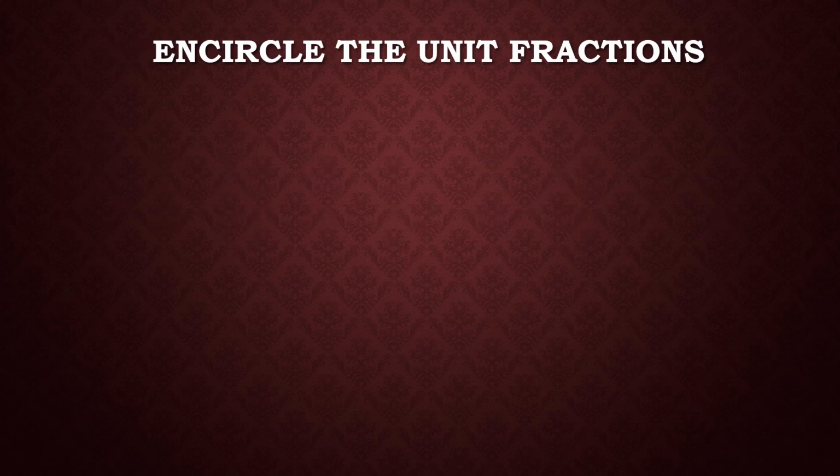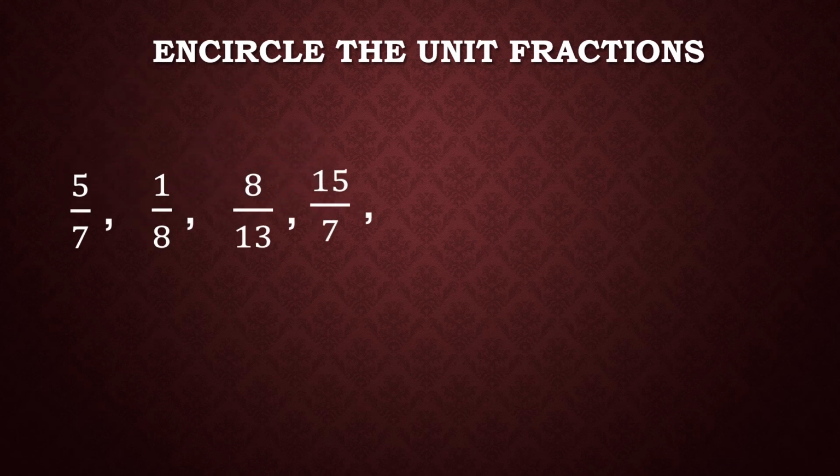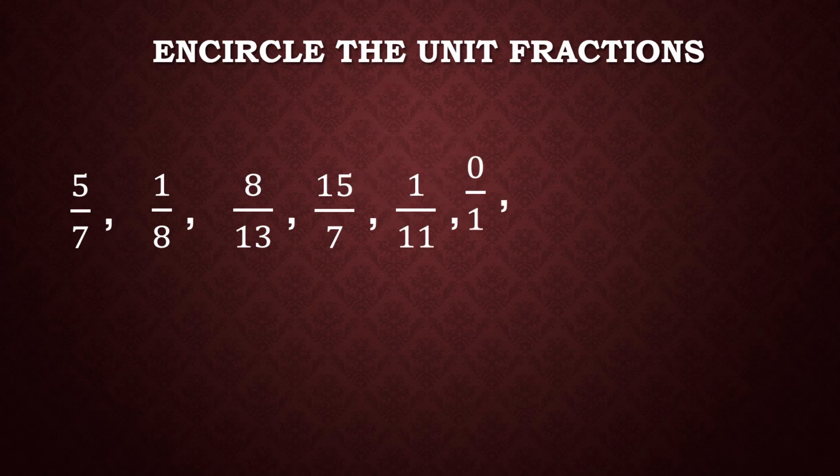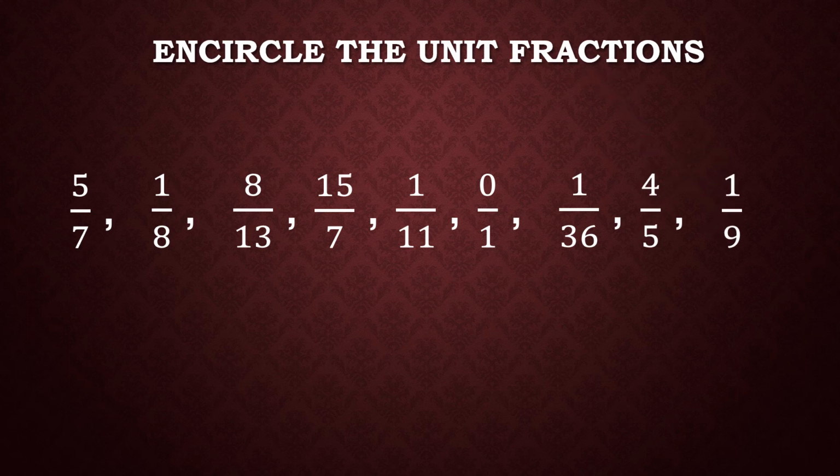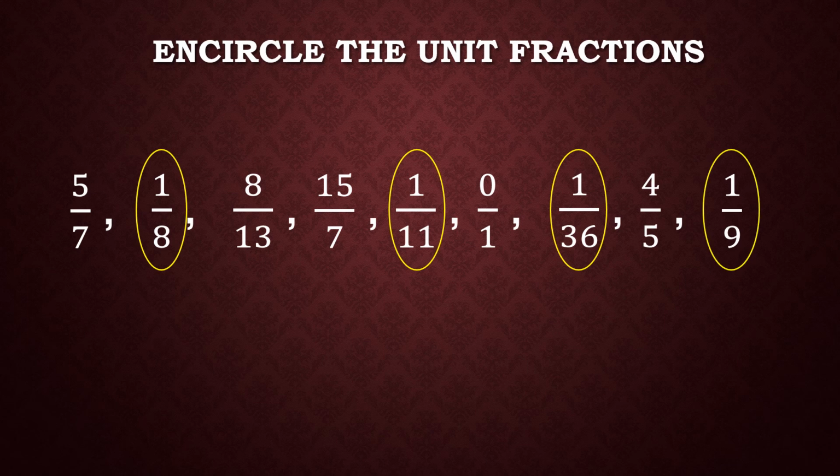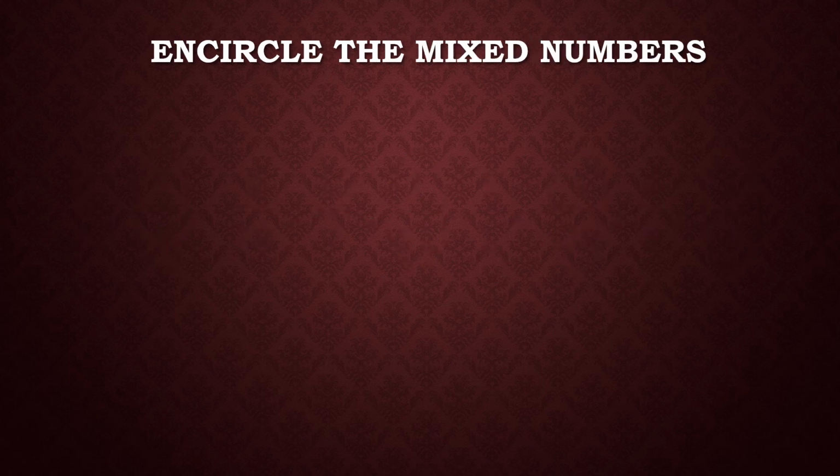Encircle the unit fractions. 5 upon 7, 1 upon 8, 8 upon 13, 15 upon 7, 1 upon 11, 0 upon 1, 1 upon 36, 4 upon 5 and 1 upon 9. Let's recall unit fractions. Fractions having 1 in the numerator are called unit fractions. So pause the video and write the unit fractions in your rough book and check. The unit fractions are 1 upon 8, 1 upon 11, 1 upon 36 and 1 upon 9 because in each case the numerator is equal to 1. Let us solve one more question.